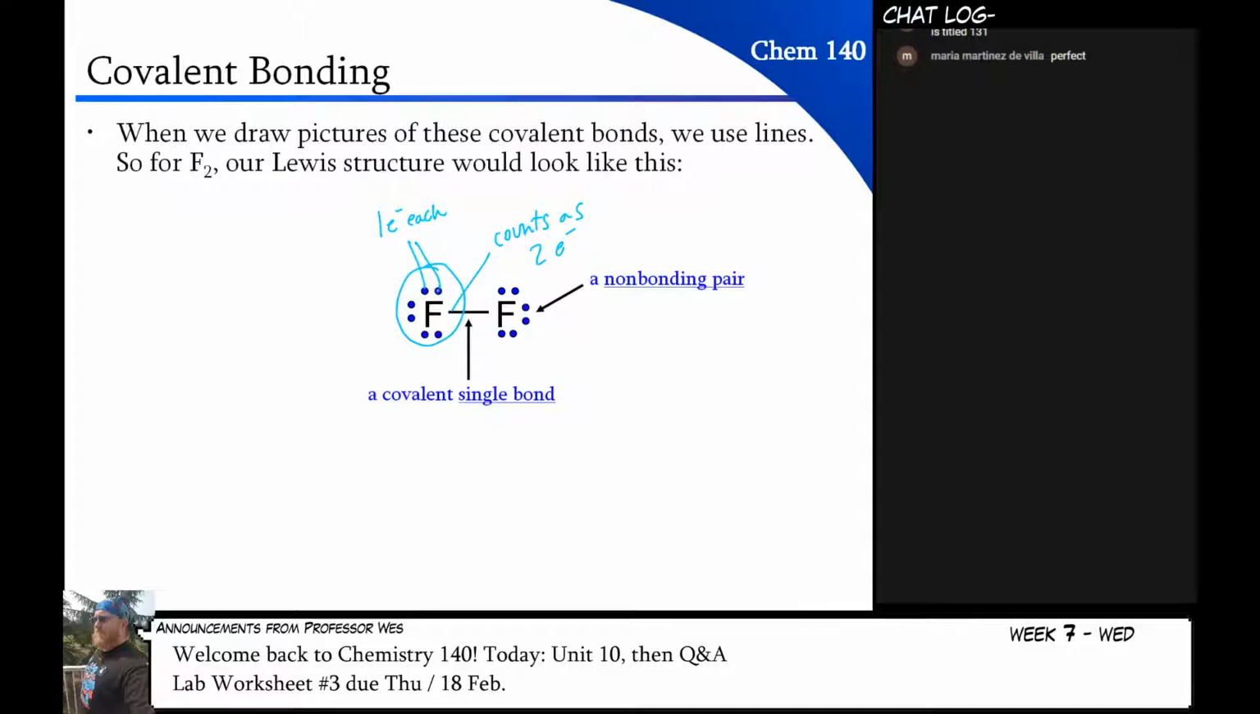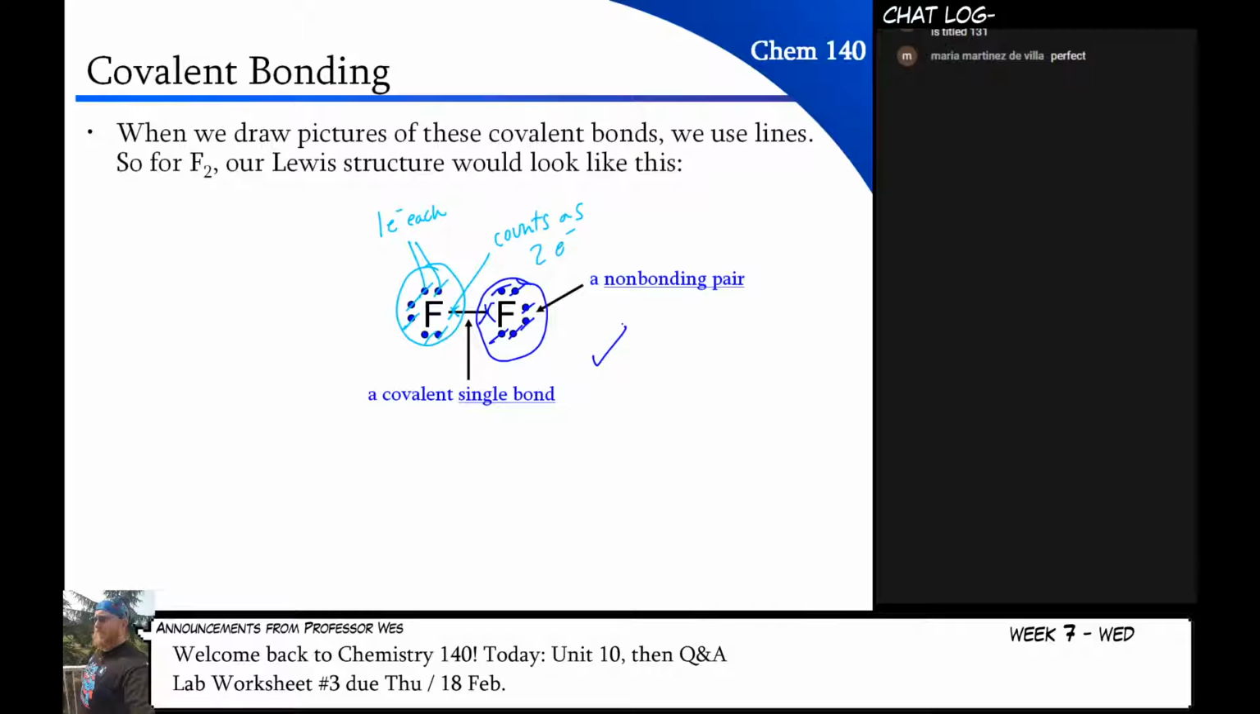So if I was counting these, I'd go 1, 2, 3, 4, 5, 6, and the line is 8. Then I'd do the same thing for the one on the other side over here. 1, 2, 3, 4, 5, 6, and then the bond is 8. So everything has satisfied the octet rule.